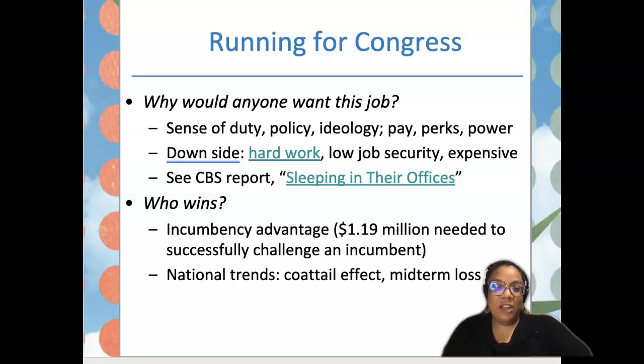Though, of course, I've got a link here to a CBS report of sleeping in their offices, about the representatives who use their office in D.C. as the place where they would sleep, crash, spend the night, and try to budget and maintain thought towards resources. So, I guess a lot to think about when it comes to what it would take to be a United States congressperson.